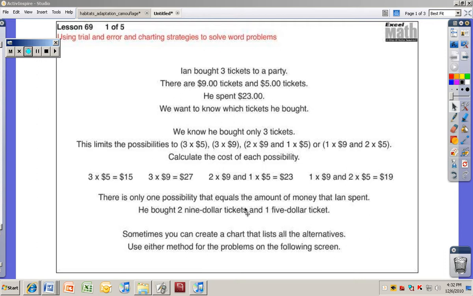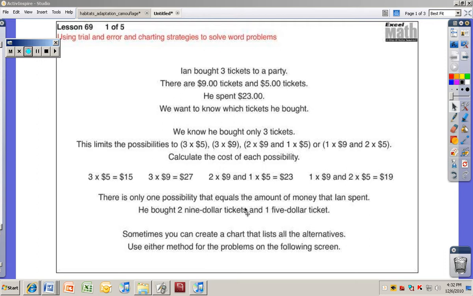This first one, Ian bought 3 tickets to a party. There are $9 tickets and $5 tickets. He spent $23. We want to know which tickets he bought. We know he bought only 3 tickets. This limits the possibilities to 3 $5 tickets, 3 $9 tickets, 2 $9 tickets with a $5 ticket, or 1 $9 ticket with 2 $5 tickets.